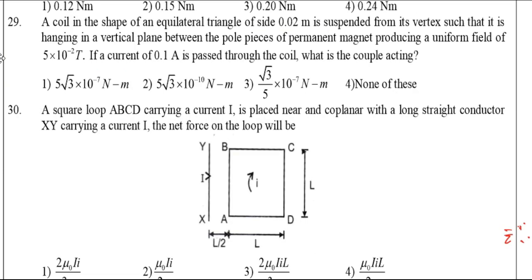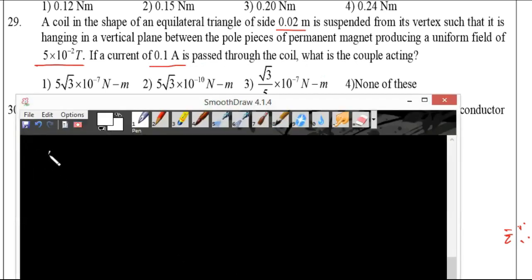A coil is in the shape of an equilateral triangle of side 0.02 meters. Formed of wire such that it is hanging in vertical plane between the pole pieces of a permanent magnet, producing uniform field of 5 × 10 power minus 2 Tesla. The current of 0.1 ampere is passed to the coil. What is the couple acting? Again, this question is based on the torque.